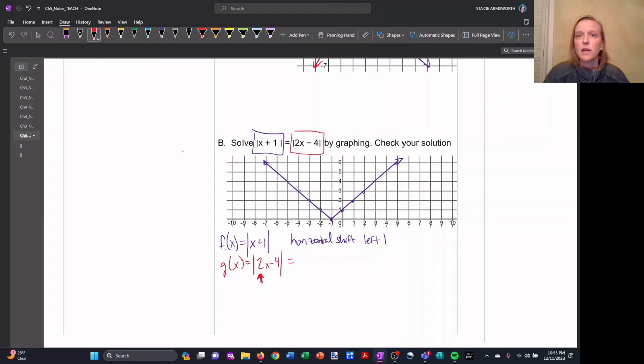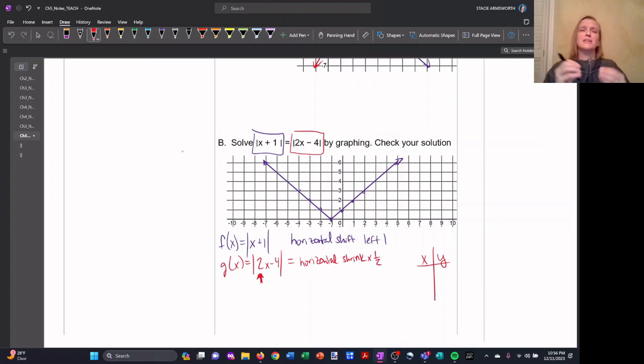Because there is a coefficient in front of x inside the absolute value, this is a more complicated situation to graph. And I do recommend creating a data table when you have a situation like this, of different input values and their corresponding output values, to help you graph this, because there will be a horizontal shrink by a factor of 1/2.